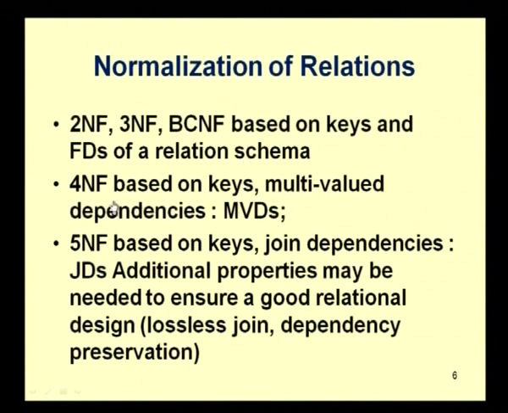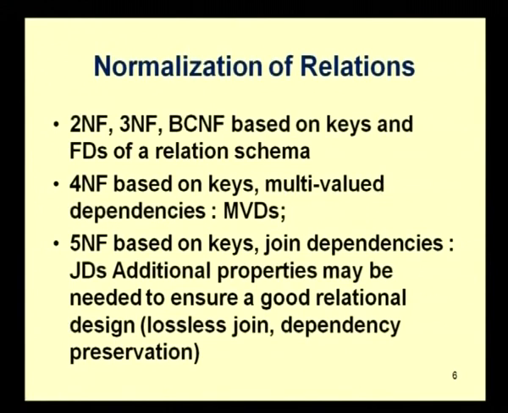While we are not going to discuss this here, the fourth normal form is based on keys and multi-valued dependencies. We will go into what multi-valued dependencies are later. And the fifth normal form is based on keys as well as join dependencies. Join dependencies are nothing but additional properties that may be needed to ensure a good relational design, like lossless join and dependency preservation, that is also needed.